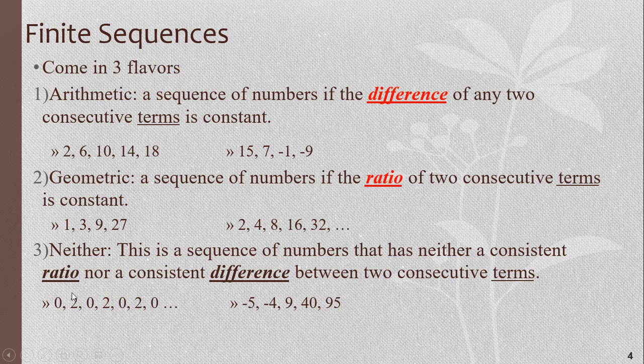Neither would mean that maybe we can find a pattern, but it's not a ratio or a difference. So 0, 2, 0, 2, 0, 2, 0, we can see the pattern, but there is not a constant ratio or difference. Now, this one, negative 5, negative 4, 9, 40, 95, I'm not sure if there even is a pattern, but it certainly is not arithmetic or geometric.